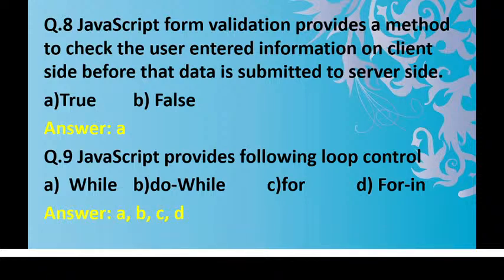Okay. Now here sometimes you will be confused. But in your exam the options will be: first option A and B, second is B and C, third is A, B, C, and fourth is A, B, C, D. So at that time you need to give the correct option. A, B, C, D. All are the loop control in JavaScript.